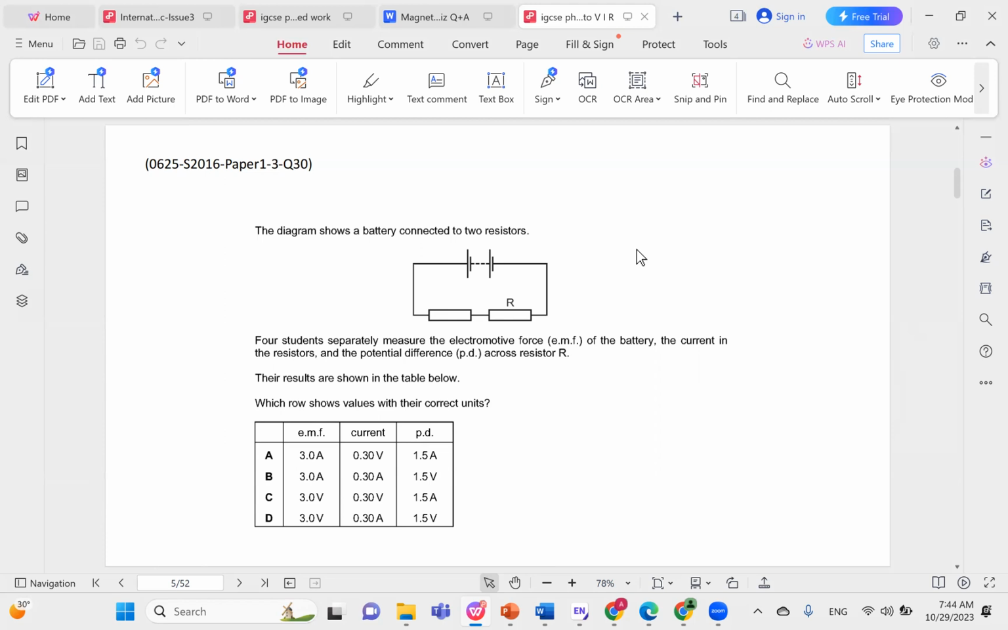Like we said, EMF is measured in volts. So this is incorrect, and this is incorrect. Current is measured in amperes, not in volts. So this is incorrect, and this is incorrect. And potential difference, like we said, is also measured in volts, similar to EMF. So again, 1.5 amperes would be incorrect. Without any calculations, you just need to figure out which row has correct units for all quantities, and it is obviously row D. So the correct choice here would be choice D.